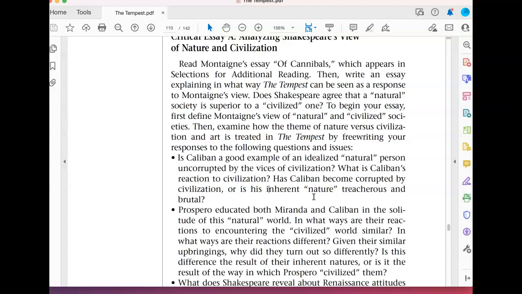So it's a good question. Is that the way he was? Or is he kind of the end result of Prospero's foul temper? Because it is Prospero who taught him how to curse. He did not, according to the story, know a single word of Prospero's language.